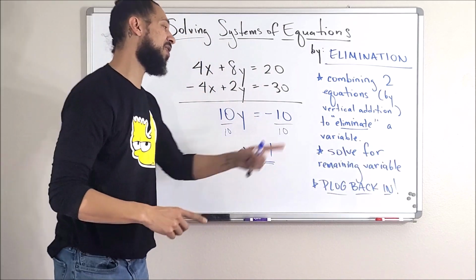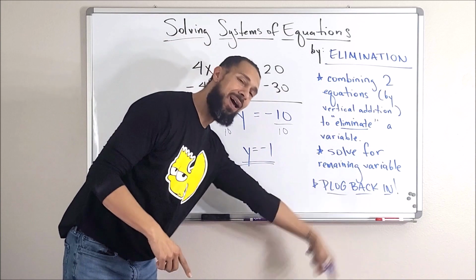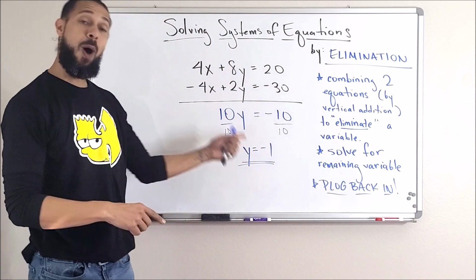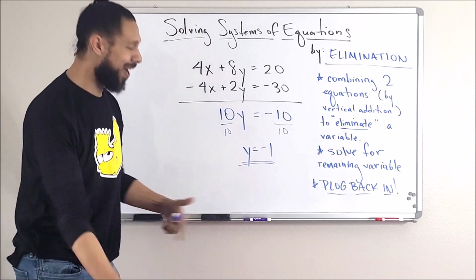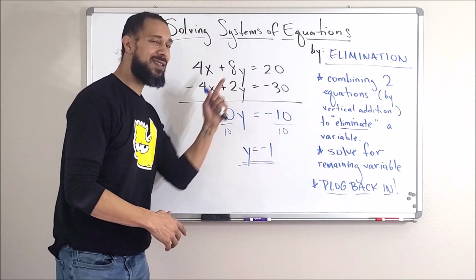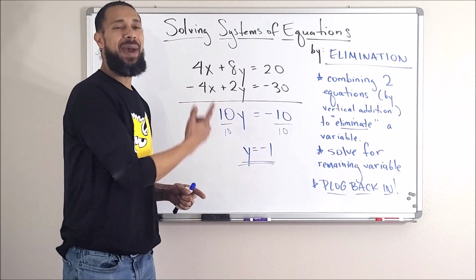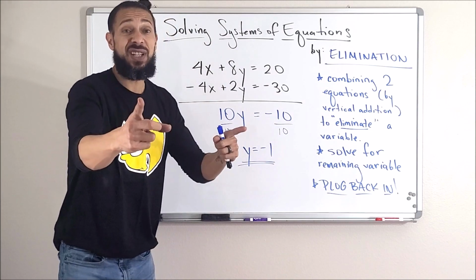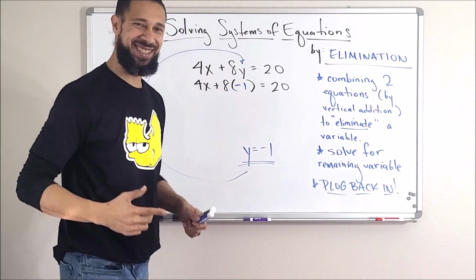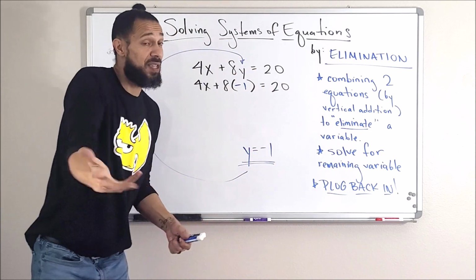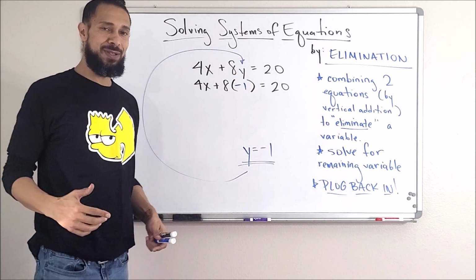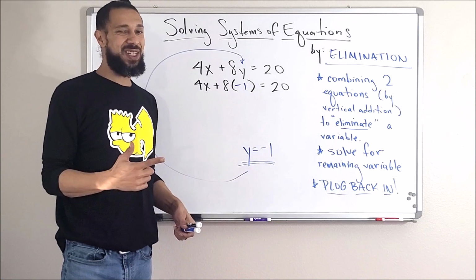After we solve for that one variable, we plug it back in. So I'm going to take that y equals negative 1 and replace y with negative 1. It doesn't matter which equation I plug it back into. I'm just going to plug it back into the first one to keep it simple. I take that y value and plug it back into one of my equations to figure out what my x value is. And we use some quick algebra to solve this one.